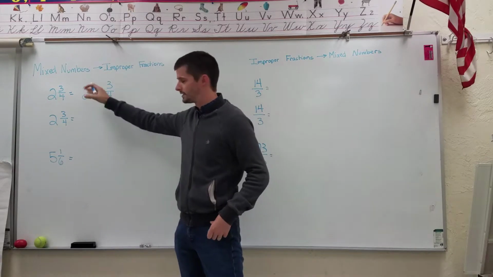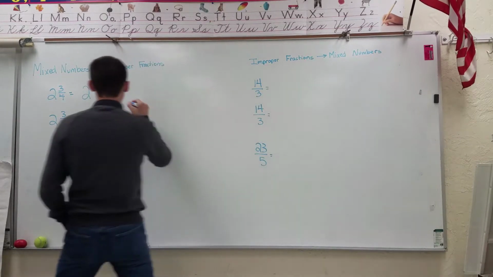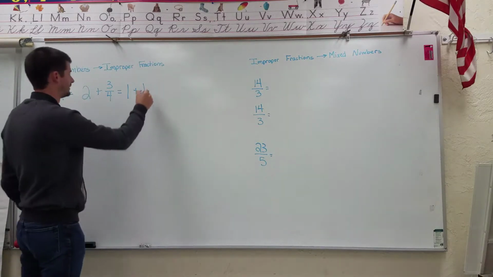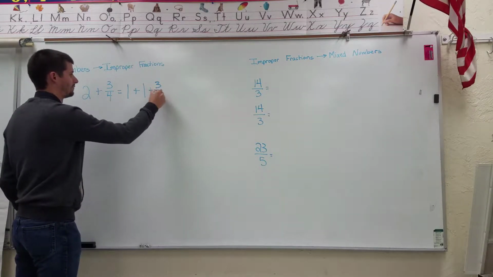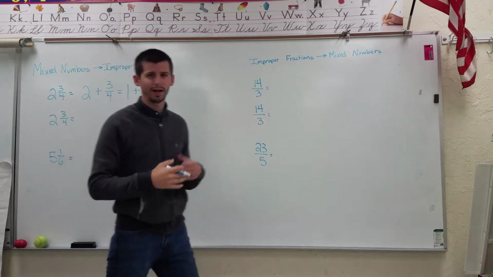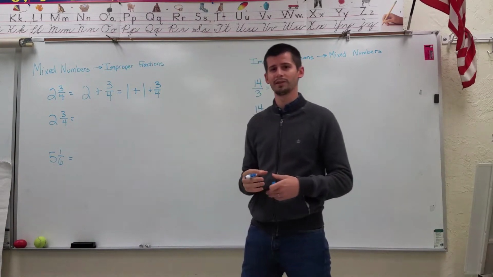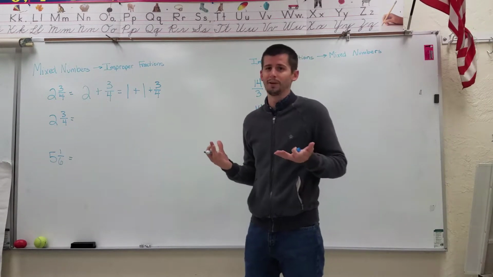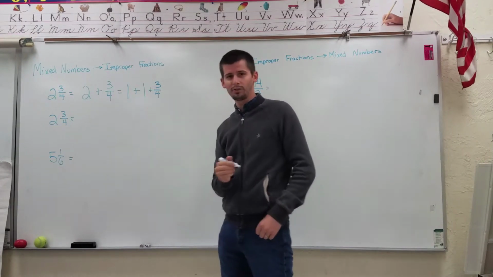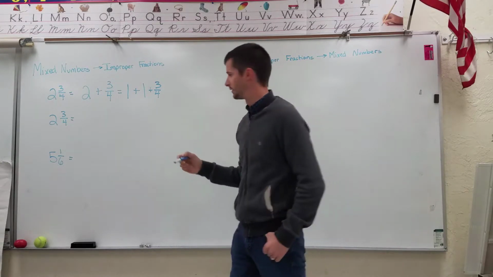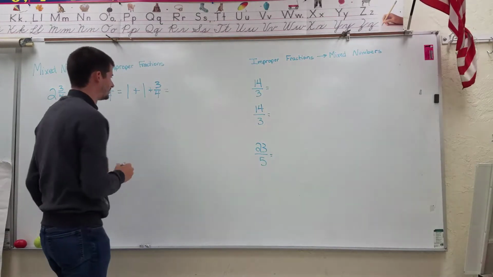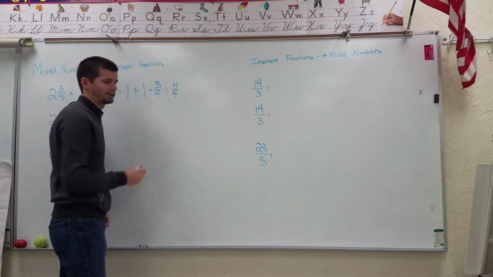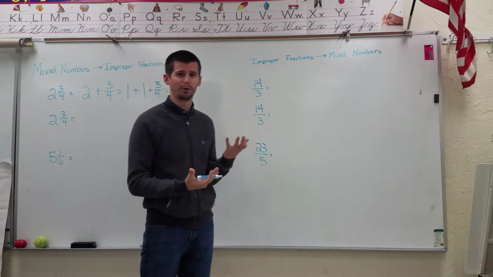To help us, I can decompose this 2. I can break this 2 apart into two ones, 1 plus 1, and then I can add 3/4. This is going to help us because when we add or subtract fractions, we need to make sure that we have the same denominators. Right now, whole numbers don't have denominators, but I can change this whole number into a fraction very easily. So 1 whole is going to equal 4/4. Any fraction that has the same numerator and denominator equals 1 whole.